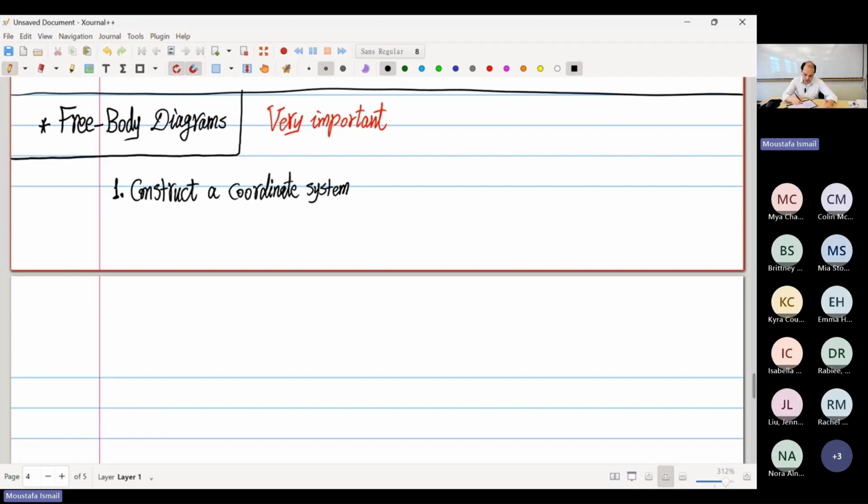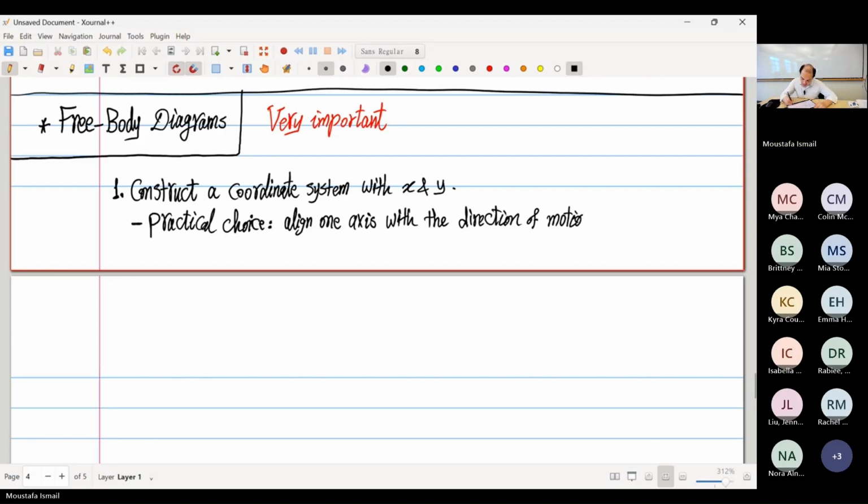Construct a coordinate system with two axes, x and y, as usual, just a Cartesian coordinate system. The most practical orientation is to align one of the axes with the acceleration or with the direction of motion. This is practical because acceleration is a vector. So when you align the direction of motion with just one axis, you know that the other axis doesn't have acceleration, so you can just treat it as a balancing between different forces. And it becomes mathematically much easier.